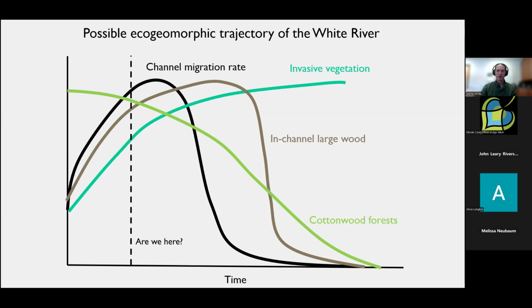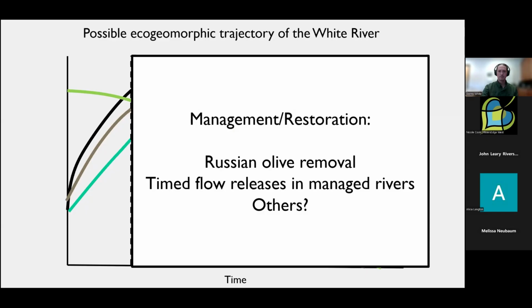peaks after migration rates, reflecting the lag between active erosion of vegetated banks and the delivery of that material into the channel. But as migration slows, so does wood recruitment. Cottonwood forests steadily decline, both from aging stands and from reduced opportunities for new recruitment. However, these trajectories are not fixed, and river management, especially Russian olive removal, could alter this trajectory.